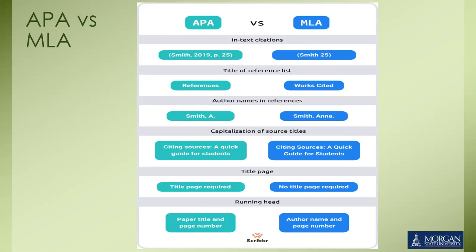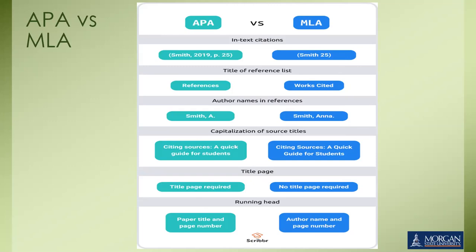With in-text citations, APA will give you, in parentheses, also known as parenthetical citations, the author's last name, comma, the year the material was published, comma, the letter P, period, the page number, and then close the parentheses. For MLA, you will only use parentheses, the author's last name, space, and then the page number. Then it tells you the title of the reference list. The last page of a paper written in the APA format is called references. The last page of a paper written in MLA is called works cited.